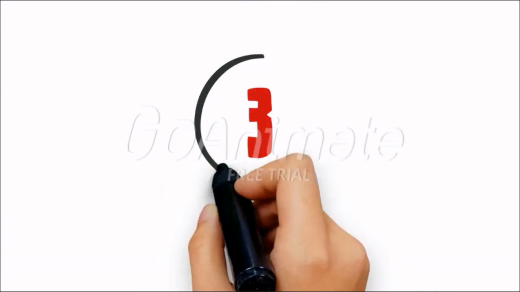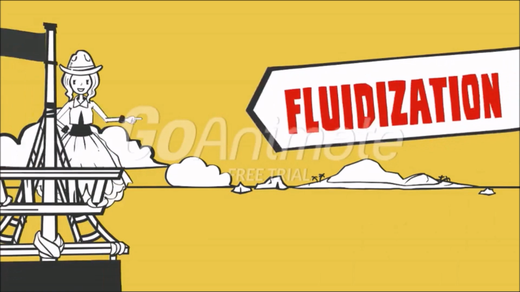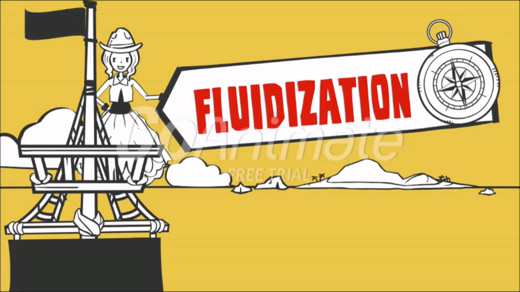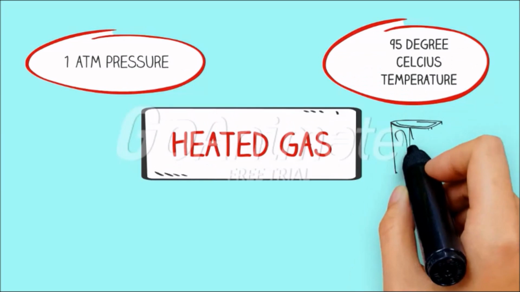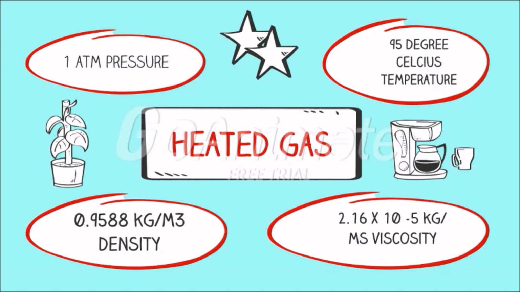The last part is the fluidization of the tea powder. In our design, the type of dryer used for the fluidization of tea is a continuous fluidized bed dryer. The pressure of heated air in the fluidized bed dryer is 1 atmosphere and the temperature is 95 degrees Celsius. This value is chosen to ensure the tea powder is of good quality. According to the thermodynamic property tables, the density of heated air is 0.9588 kilograms per cubic meter while the viscosity of heated gas is 2.16 × 10^-5 kilograms per meter second.